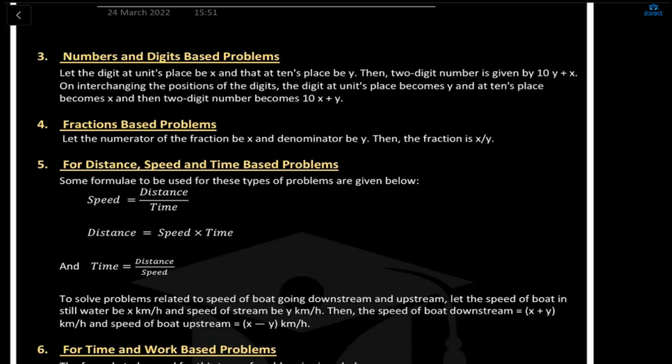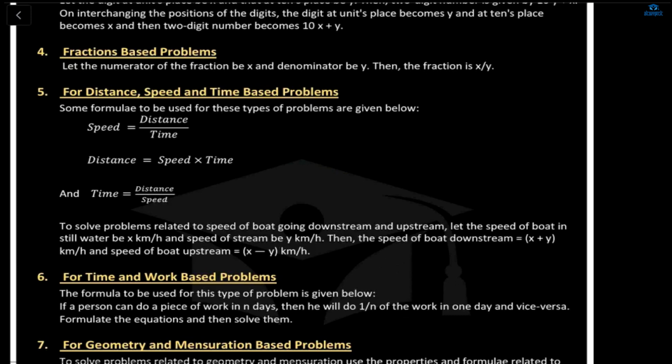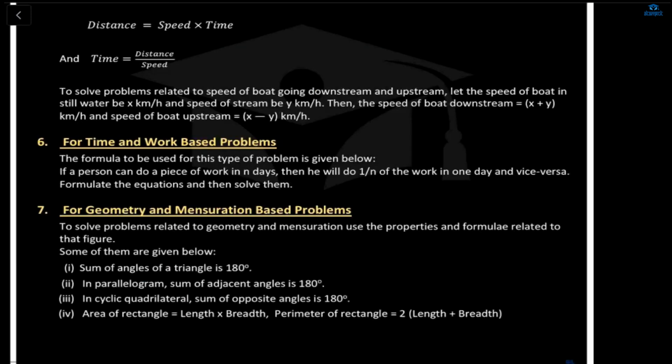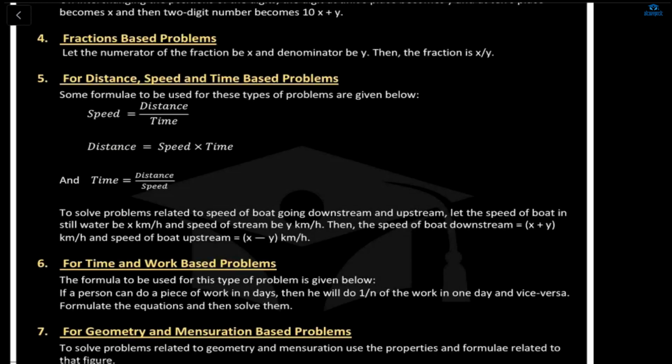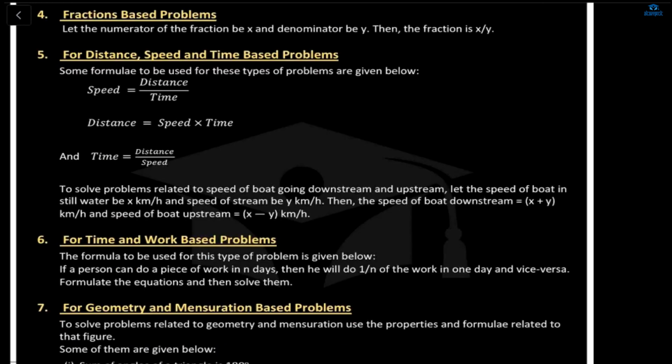Now distance, speed and time based problems. Distance, speed and time is an important topic. Ma'am, you don't need to explain this, it's fine. Is it fine? Just quickly, there are only 3 parts. Speed, everybody knows, is distance upon time, and distance is equal to speed times time. From one equation only, you can form all the equations.